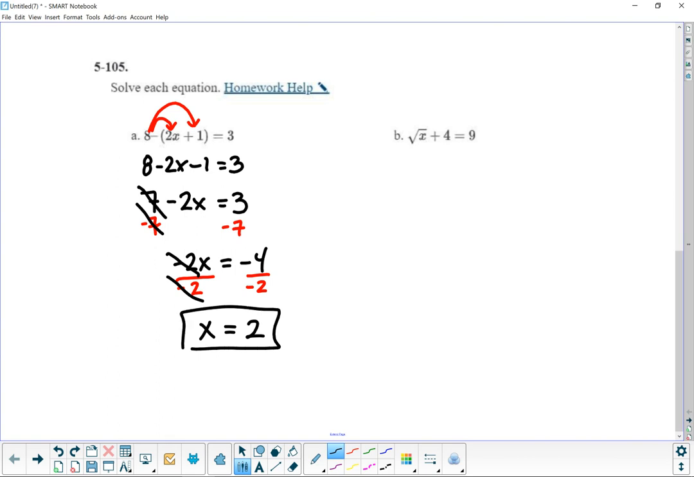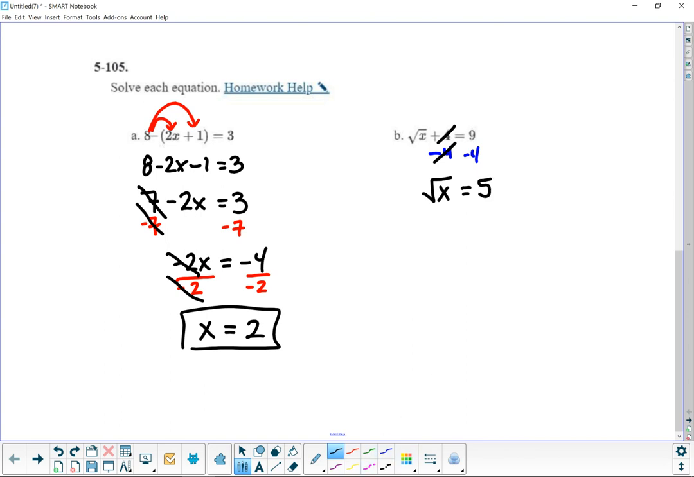Okay. This one right here, I'm going to solve for x. I'm going to do the inverse operation, minus 4 on both sides, and these will cancel out. So I will have the square root of x, copy it down, equals, and then you have to figure out what 9 minus 4 is. It's 5.